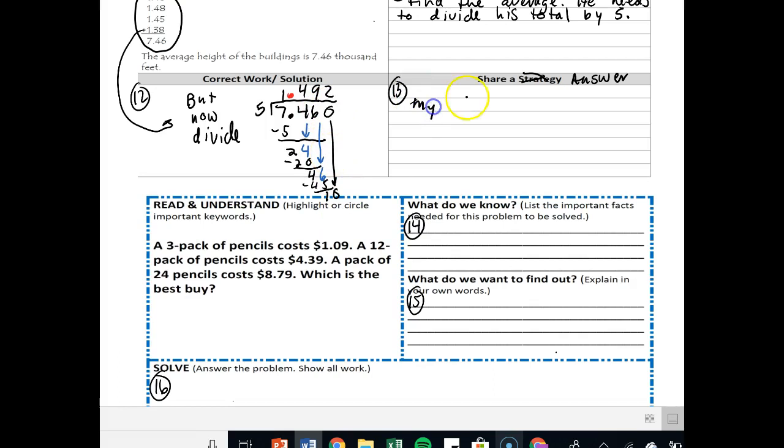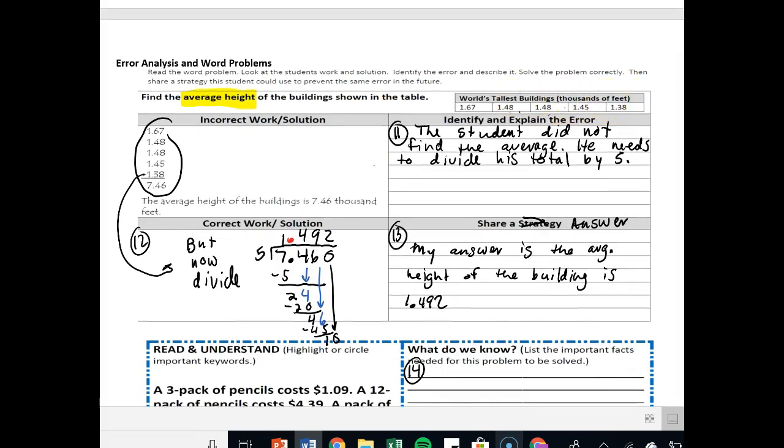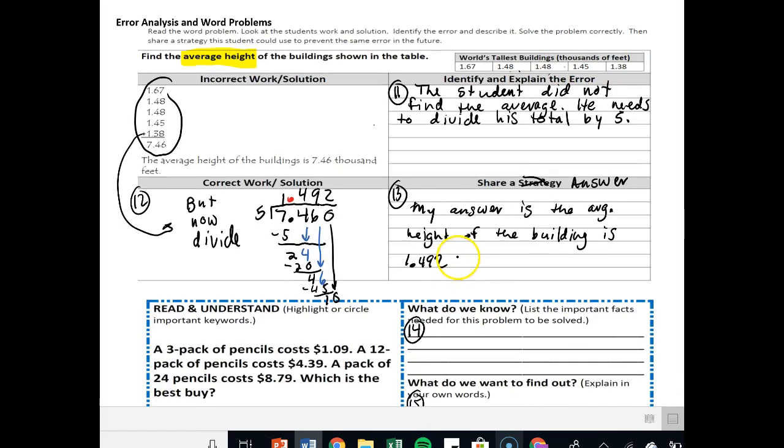So my answer is the average, I'll just say AVG for average, height of the buildings is 1.492. What are our units? Go back up to the table. Thousands of feet. 1,000 feet. Right? Cool, and I'm done.